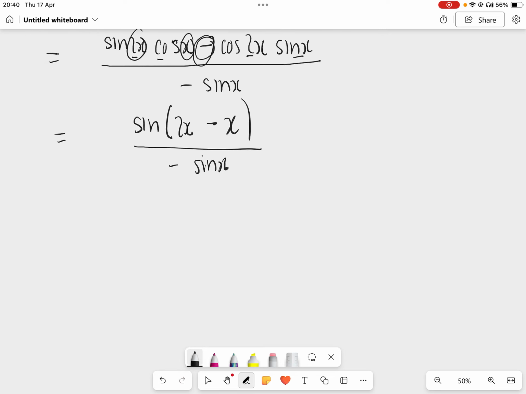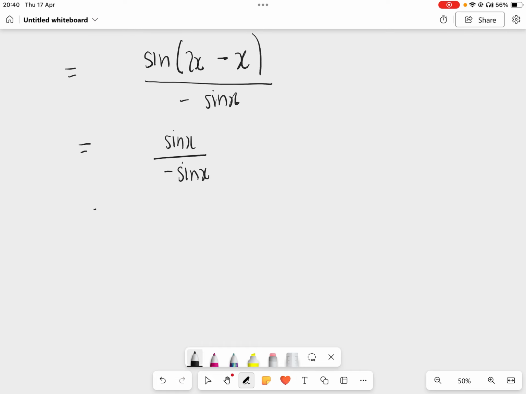And then you're going to have the sine of x over negative sine x, which is going to be equal to negative 1. And that's your answer.